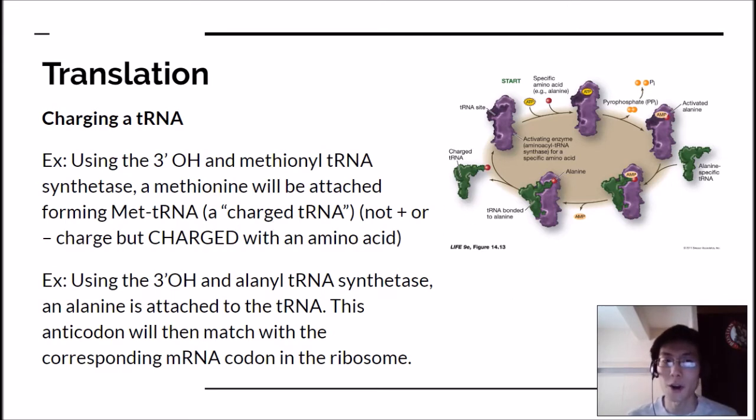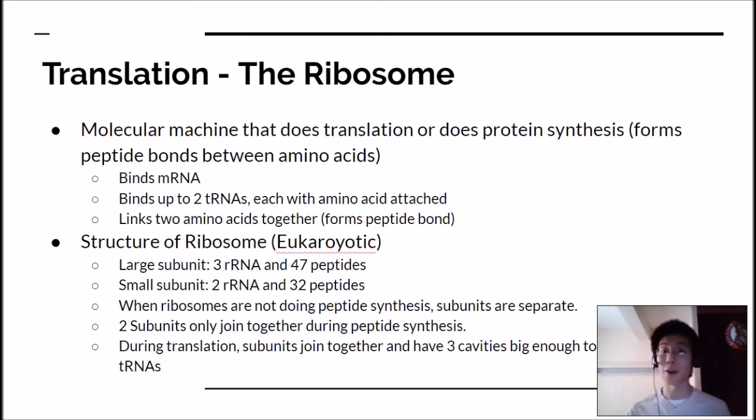So that's how you charge a tRNA. Remember, charging isn't about pluses or minuses per se, but it's simply about charging a tRNA molecule, so now it has the amino acid, so now it can be useful in a translation process. So that's pretty interesting. So next we have the ribosome, which is a very important part.